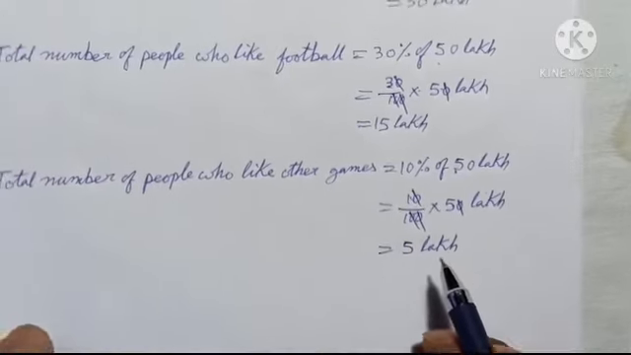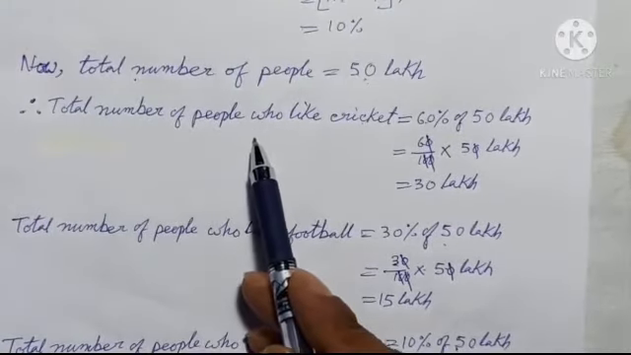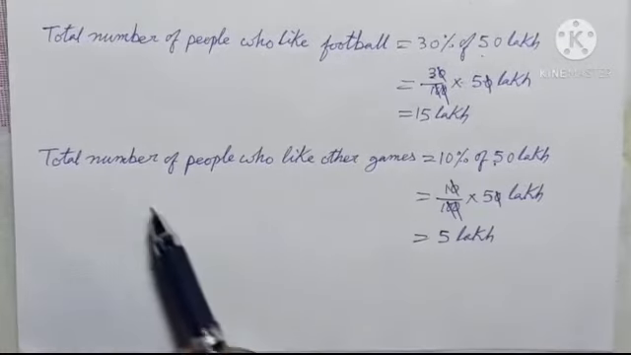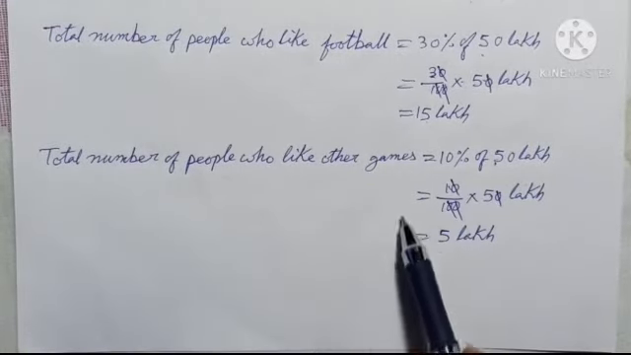So what we are getting is the total number of people who like cricket is 30 lakhs, the total number of people who like football is 15 lakhs, and the total number of people who like other games is 5 lakh.